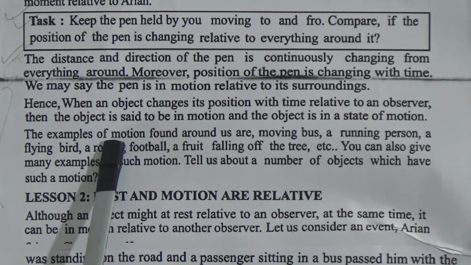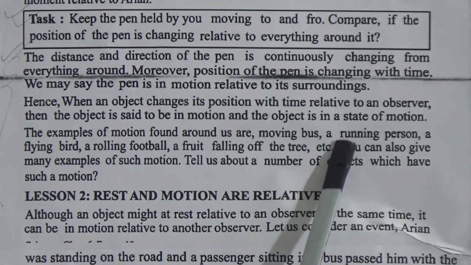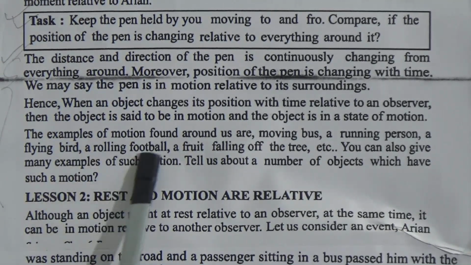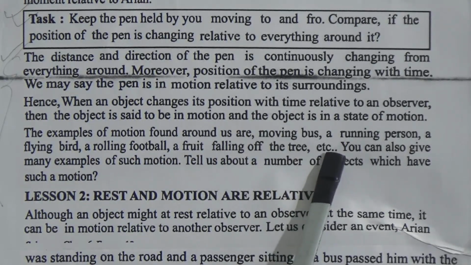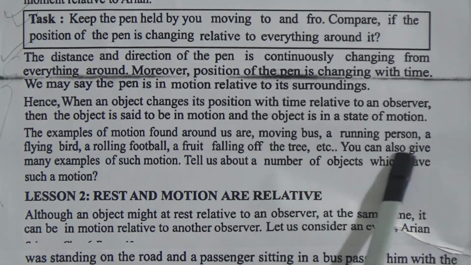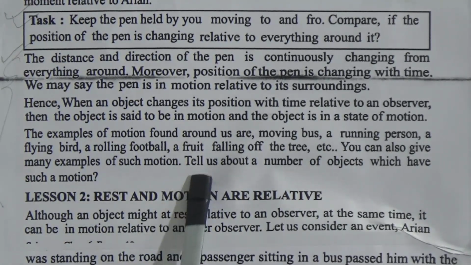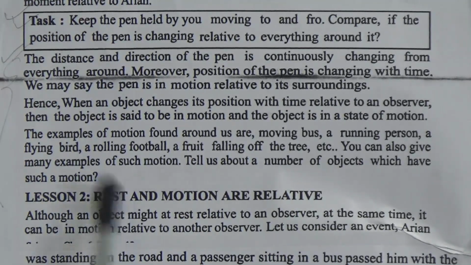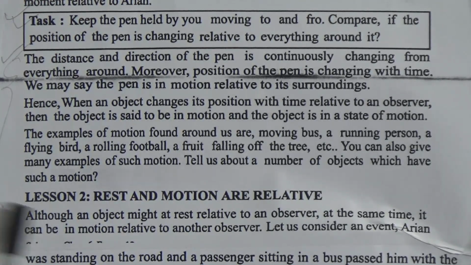Examples of motion found around us are a moving bus, a running person, a flying bird, a rolling football, a fruit falling off the tree, etc. You can also give many examples of such motion. Tell us a number of examples of motion. That means you will note which things you can observe to be in motion.